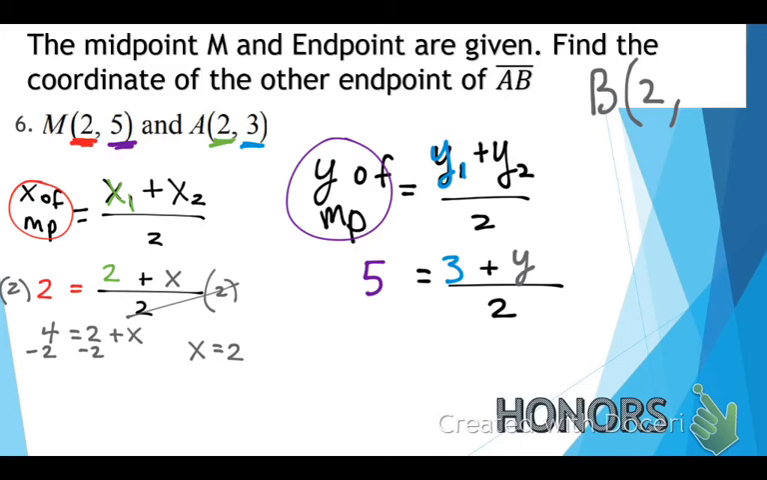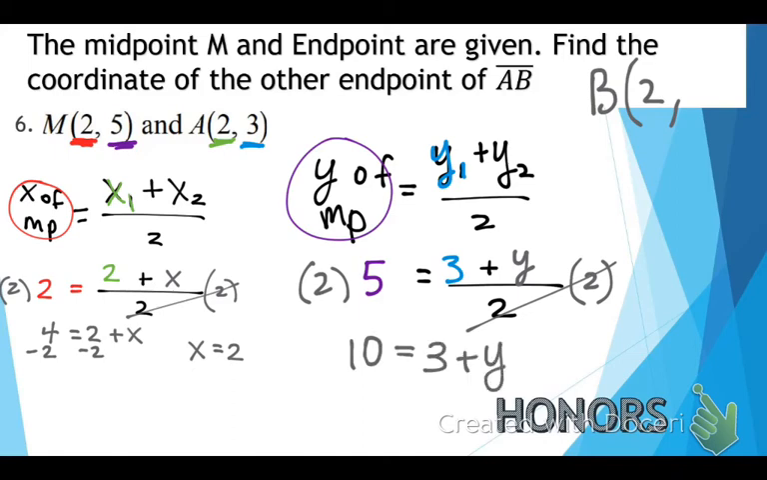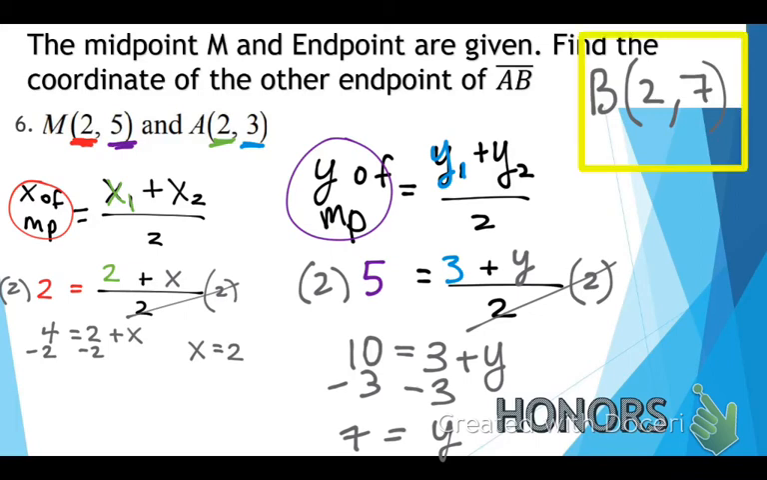Okay, we don't know the other Y. What is my next step? Multiply by 2 to clear that fraction. Got to do it to both sides. 2 times 5 is 10. Then that equals 3 plus Y. My last step is subtract 3, and Y equals 7. Good. We do have one more to do together.